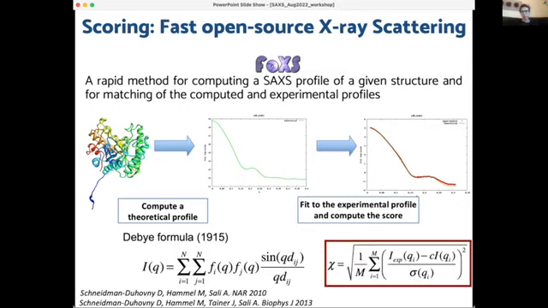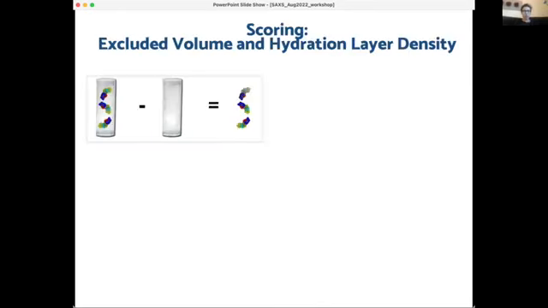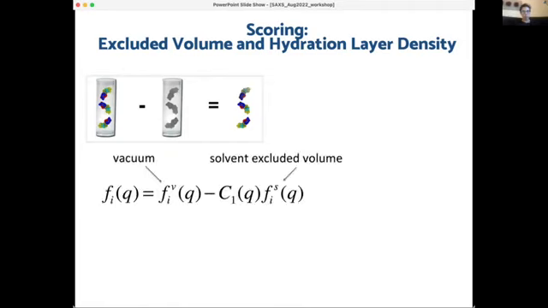And the scoring function is chi or chi squared. We can get rid of the square root here. And our goal is usually to minimize chi and to bring it ideally to 1. And so the scoring function takes into account excluded volume and hydration layer density. So we need to take this into account.